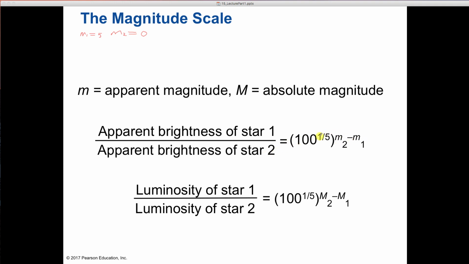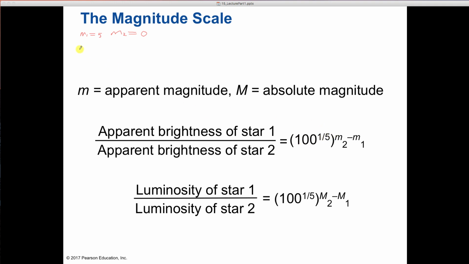You take 100 and raise it to the 1/5 power. But don't actually do that. Don't actually calculate that yet. But then you take that and then you raise it to this power, m2 minus m1. So you subtract the two magnitudes, 2 minus 1. And then that is the power that you raise this 100 to the 1/5 power to.